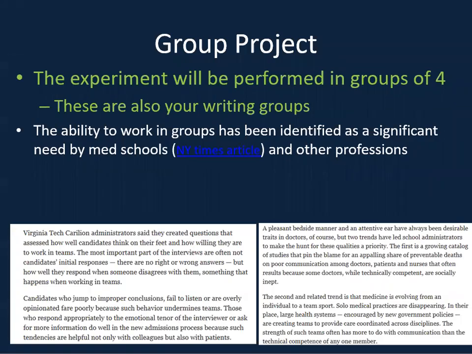So this will be a group project performed in groups of 4. These will also be your writing groups, and how we're going to do this is have you choose somebody that you would like to be a group member with, and then we will pair you up with another 2 people.